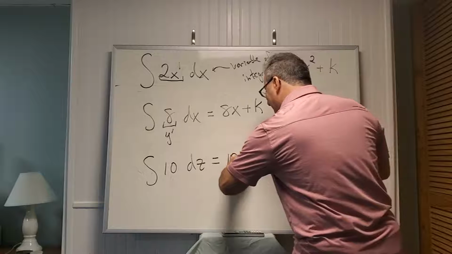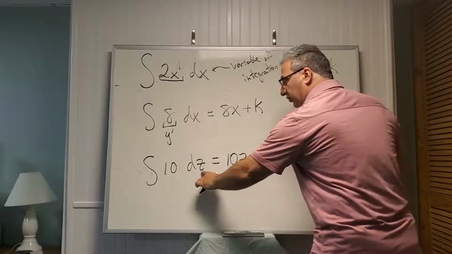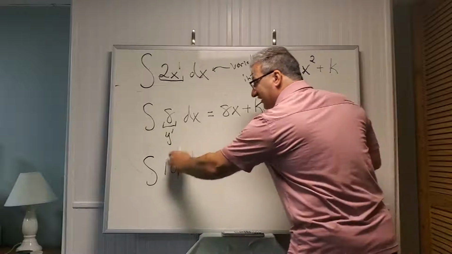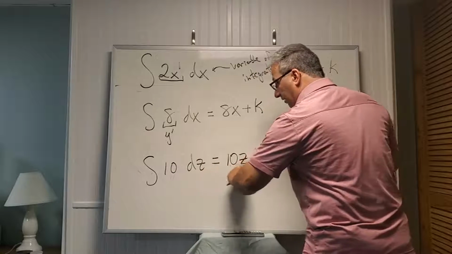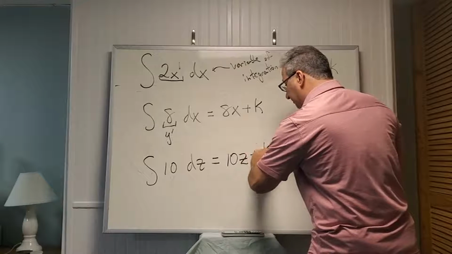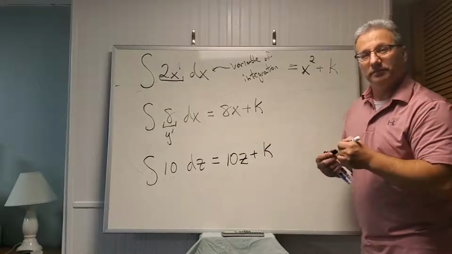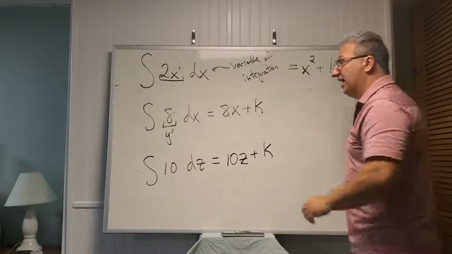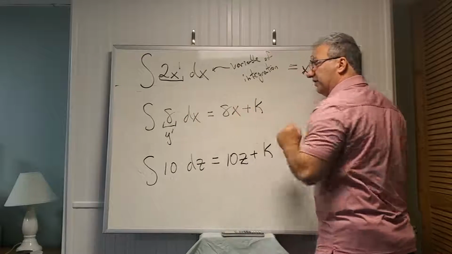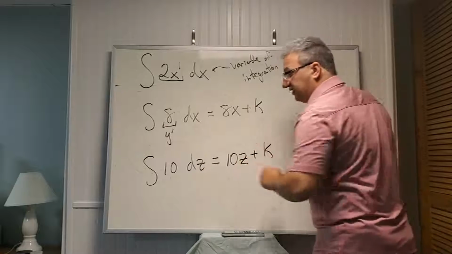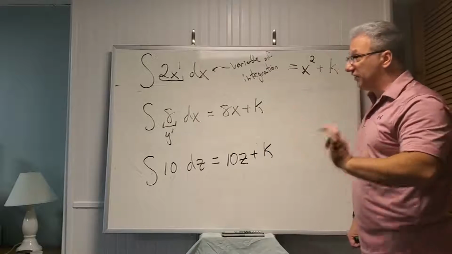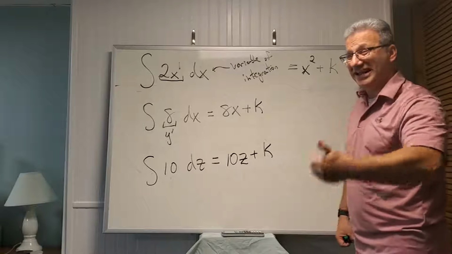It's 10z, because that's the variable of integration. That's the variable I'm looking for. The derivative of 10z is 10. So I have to use the variable z. And of course, yes, I need plus k. Please be careful of that. This is the variable of integration. When you integrate back, that should be the variable you utilize. That's very important when you're doing these Calc 1 integrals.